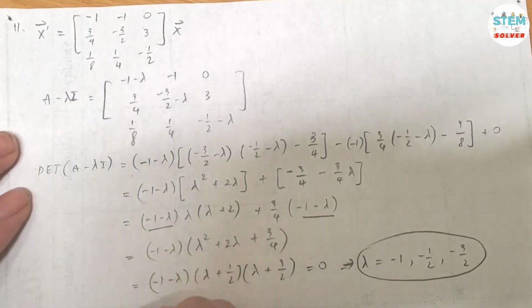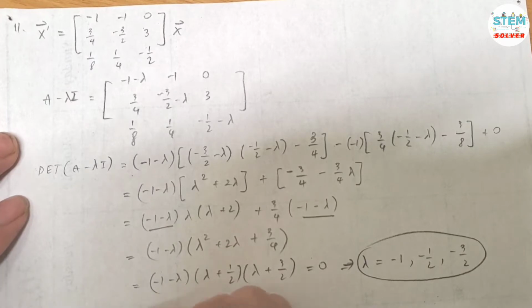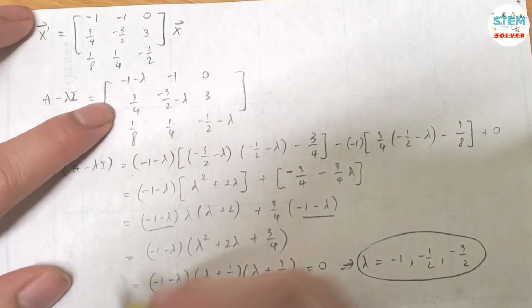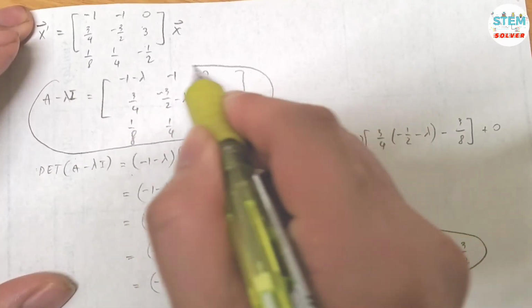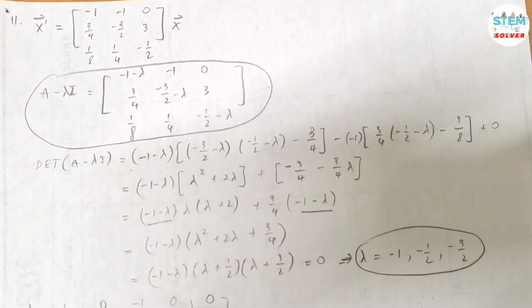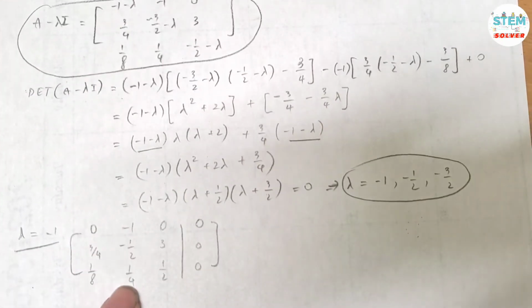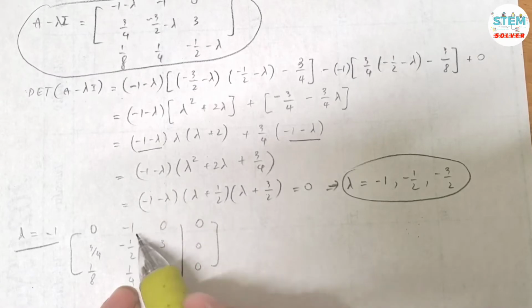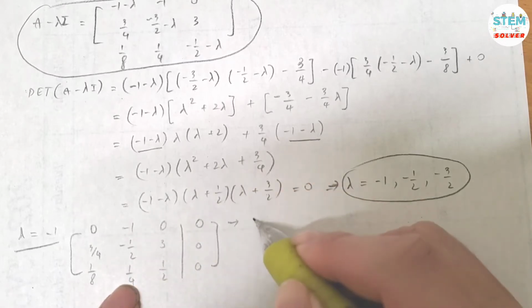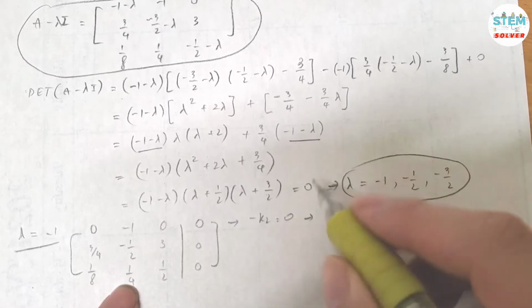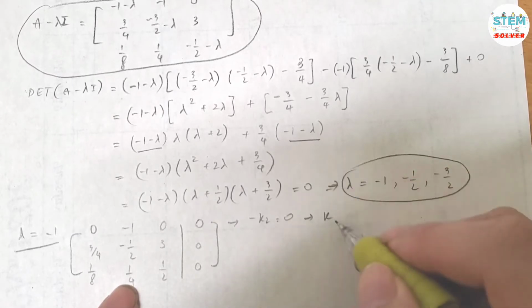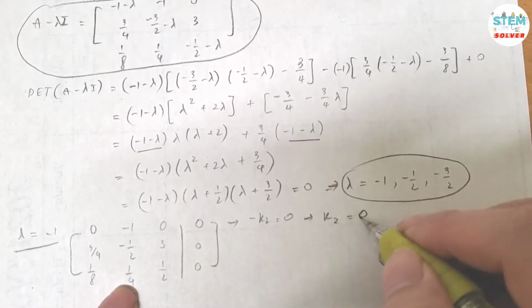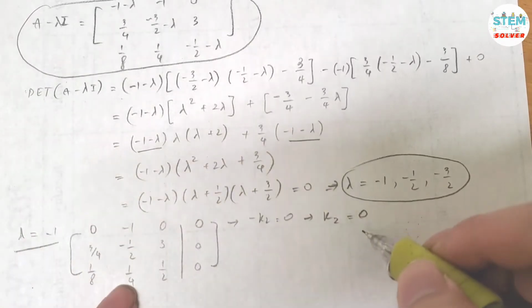Take a look at the first case when lambda equals -1. Plug it into here. The goal is to find the unknowns, so I don't actually need to reduce it down to a base matrix. Let's take a look at the first equation. That gives me -k2 equals 0. Very quickly I can get the value for k2, which is 0.